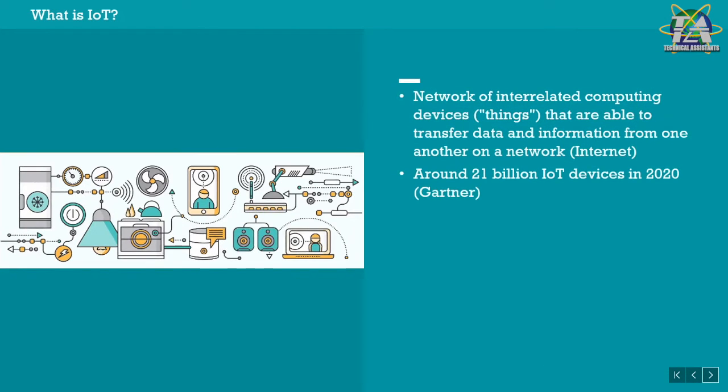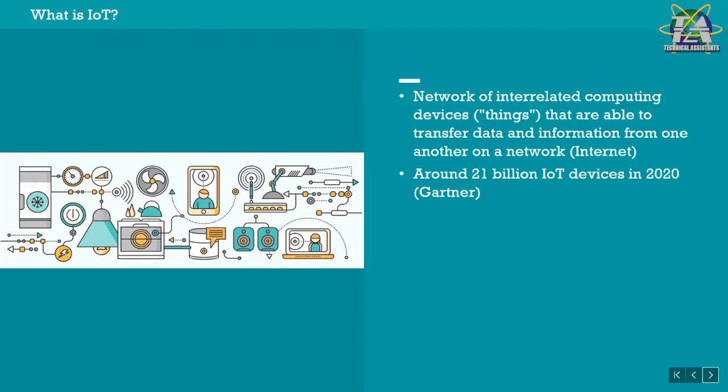What is IoT? IoT is the network of integrated computing devices that are able to transfer data and information to one another on a network. It can function without the need of human-to-human and human-to-computer interaction. These devices, which are called things, allow simple everyday objects to sense and be controlled remotely on the network or through the internet. These things can range from wireless pacemakers to a car with inbuilt sensors.